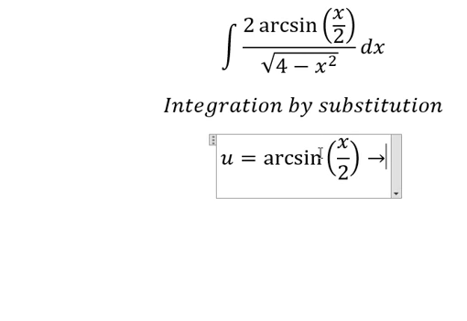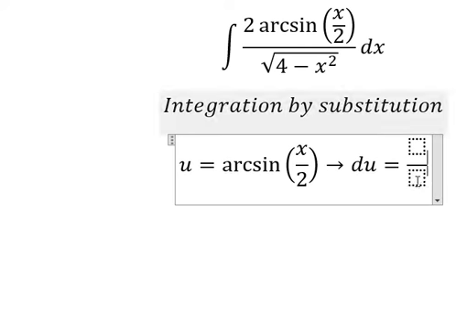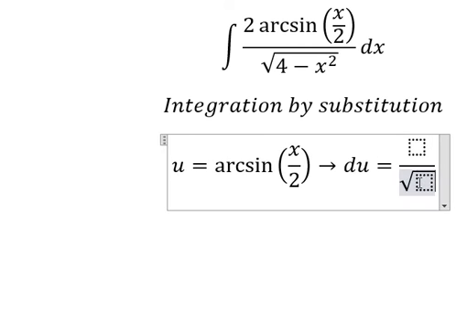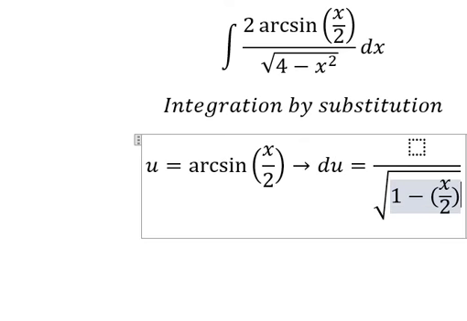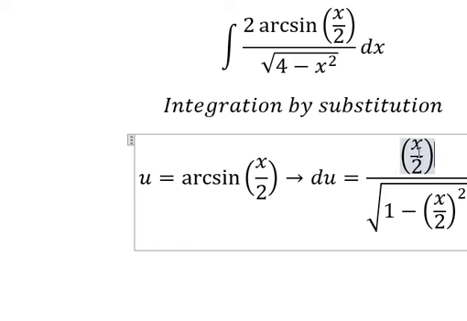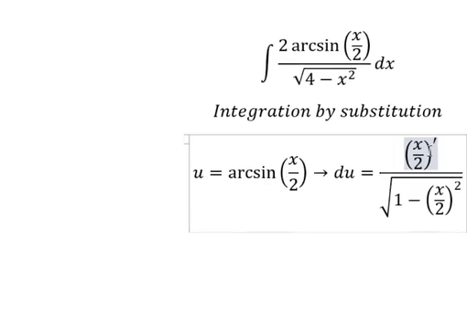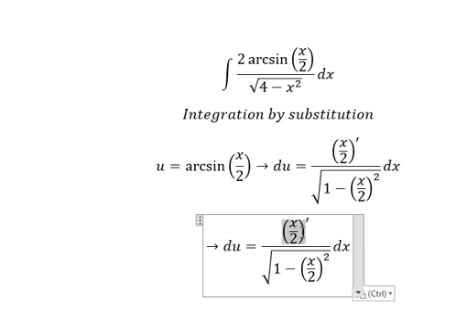Later, we do first the derivative for both sides. So we have the square root of 1 minus (s over 2) to the power of 2 in here. Later, we do first the derivative of s over 2 in here. So this one we have 1 over 2.